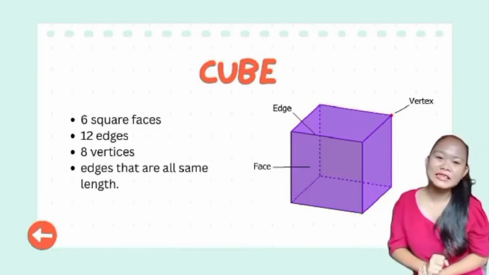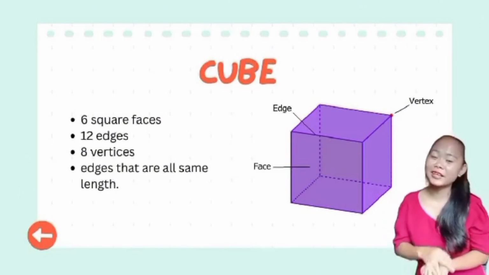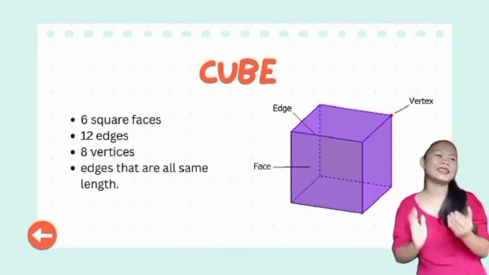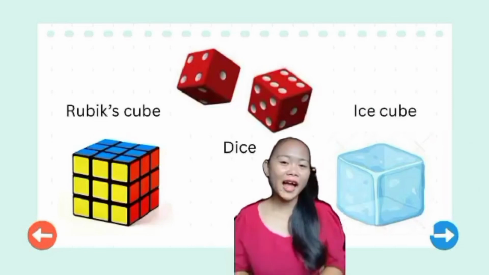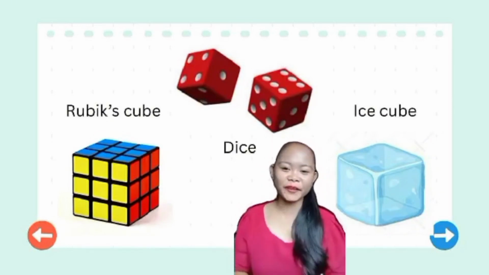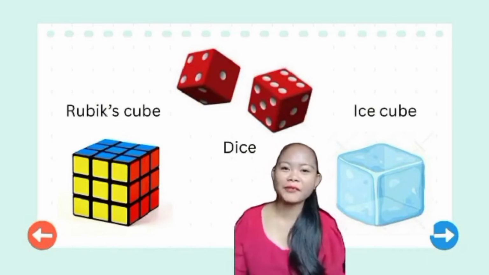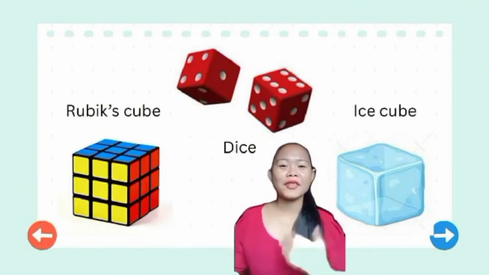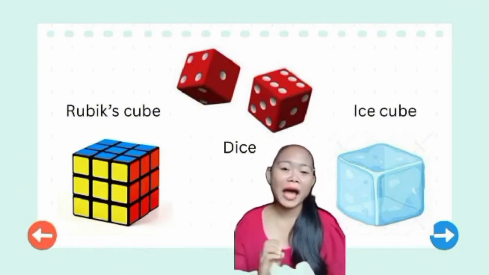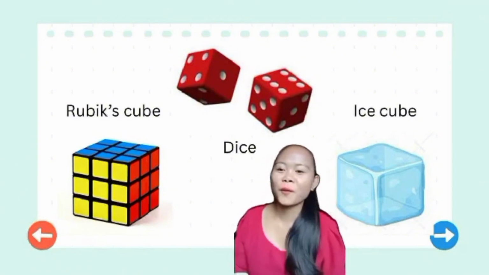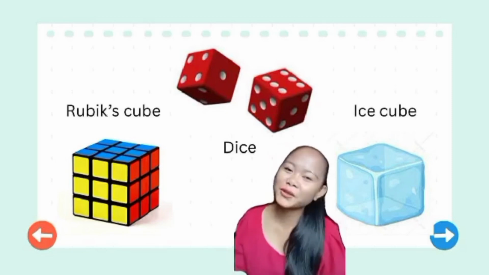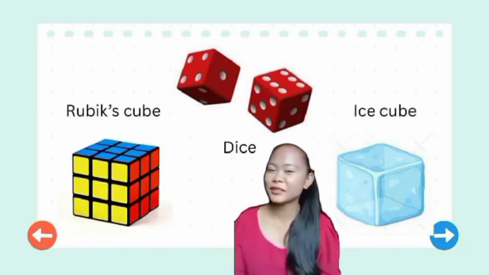Can anyone tell me some objects that look like a cube? Yes, very good. I have here an example. First, we have the Rubik's cube, dice, and ice cube. So as we can see, a cube is just like a little box.